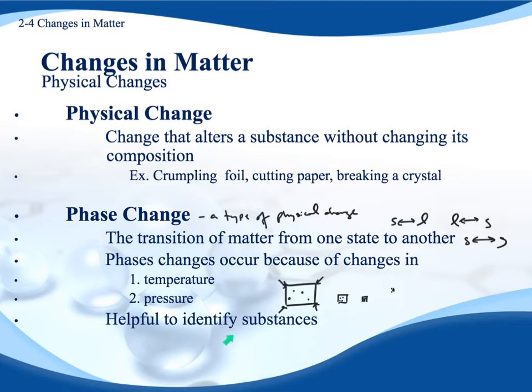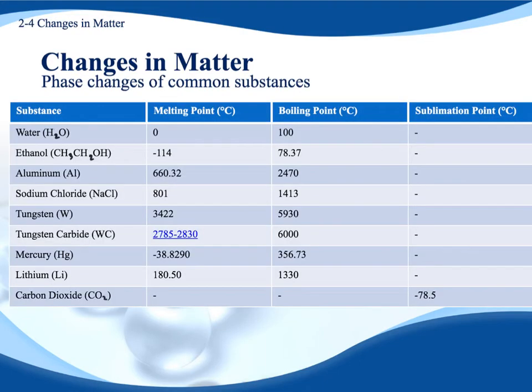The temperature that those phase changes occur at and the type of phase change that occurs help identify some substances. So for instance, here's a few of them. You can see water melts at 0 degrees Celsius and boils at 100 degrees Celsius. Ethanol, the alcohol that's in adult beverages, melts at negative 114 degrees Celsius and boils at 78.37 degrees Celsius.